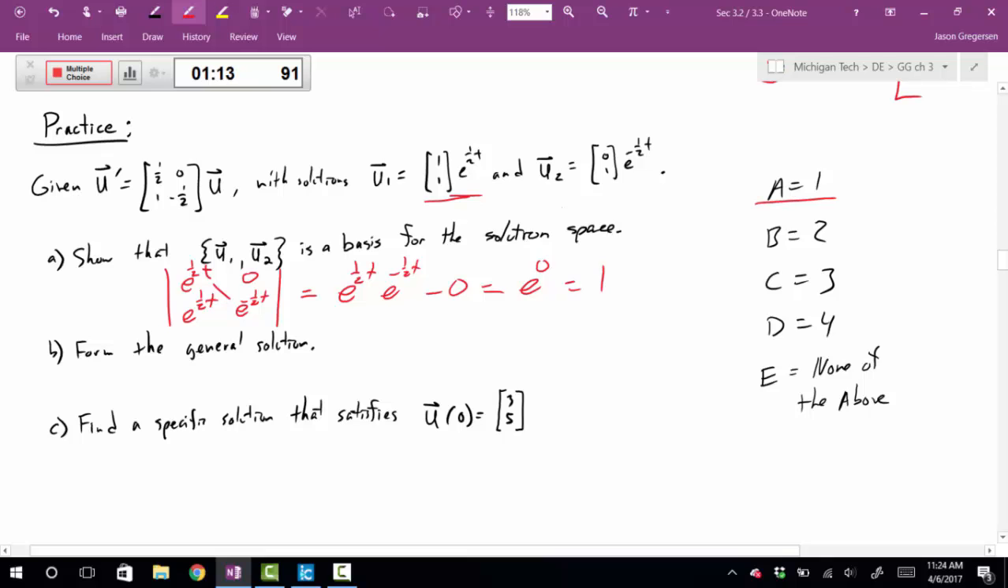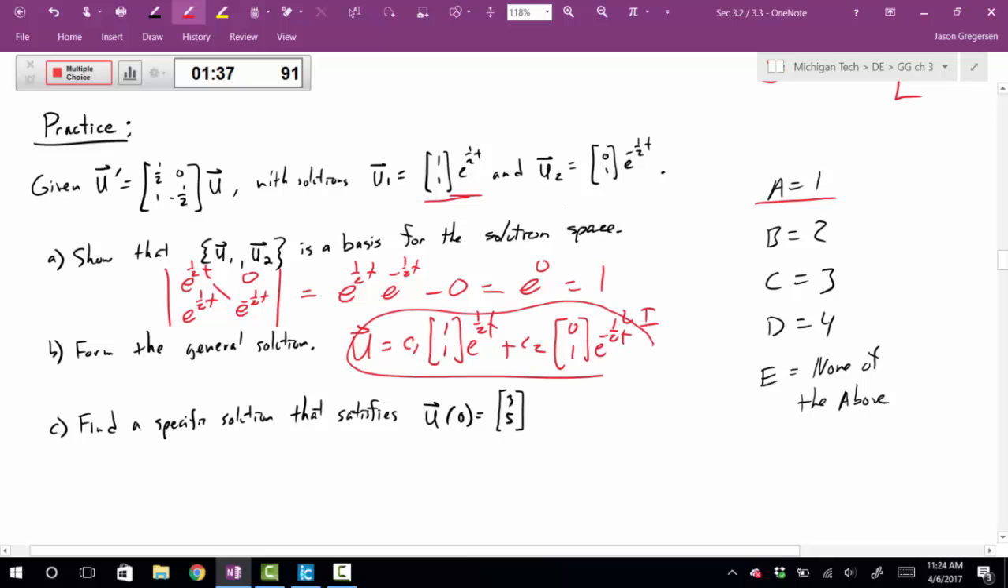Then 1 is clearly not identical to 0, right? So this non-zero value tells me they are linearly independent. So they do form a basis for the solution space. It means I can form my general solution as some constant times the first solution plus some constant times the second solution, like that. And then lastly, I've got to use my initial condition.